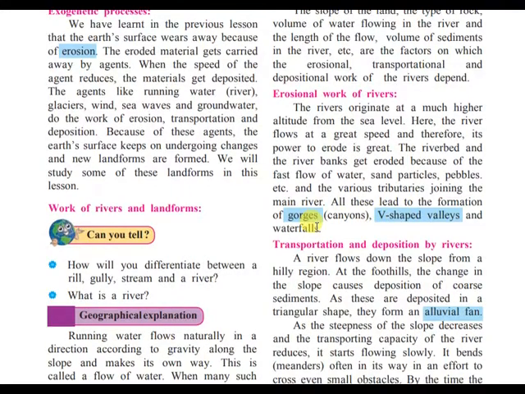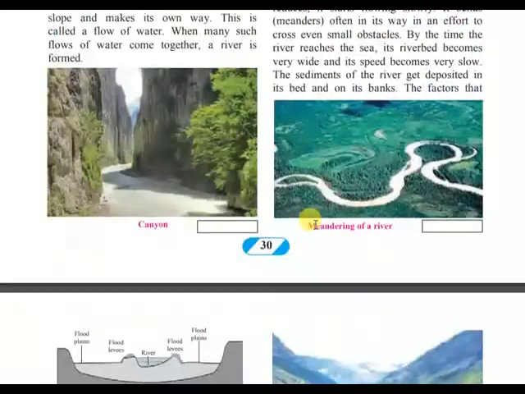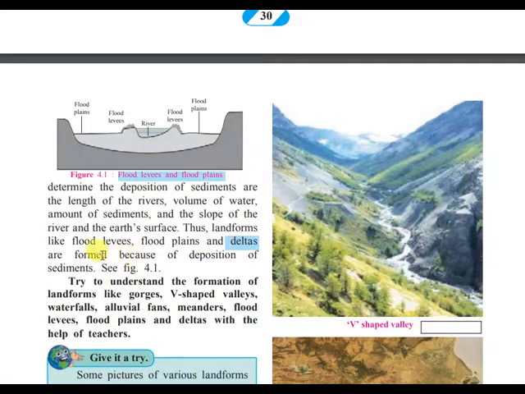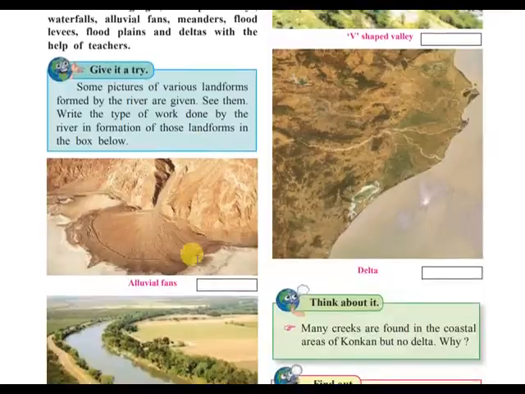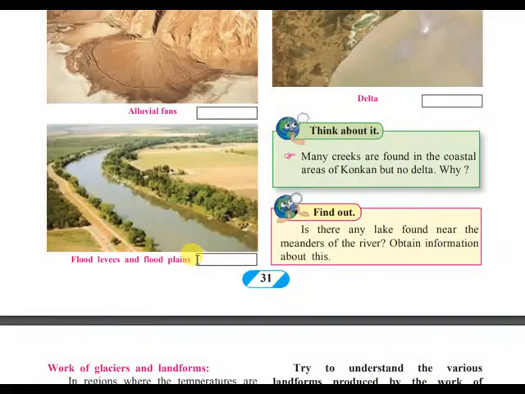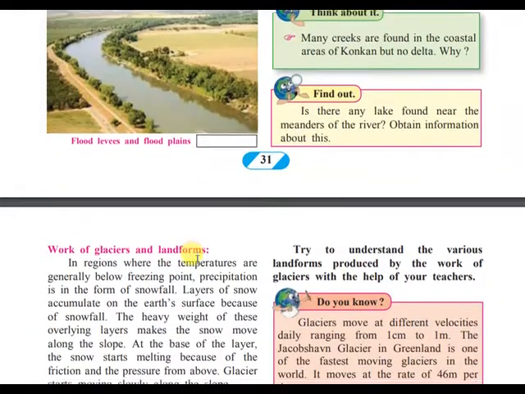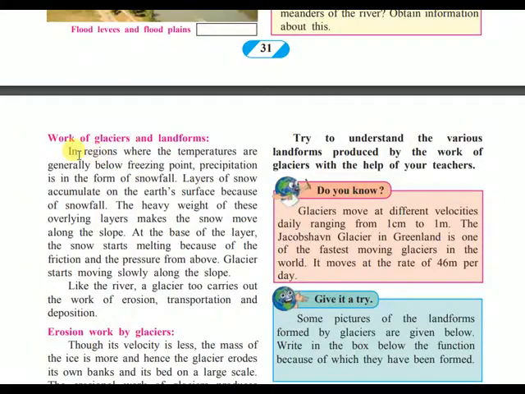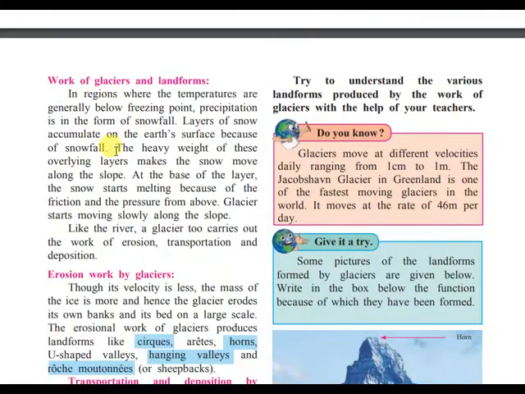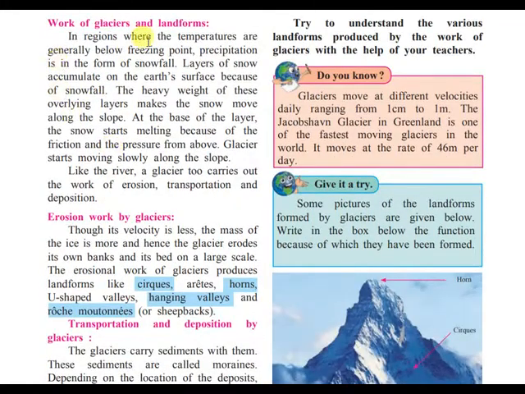So we have seen there were gorges that are canyons, the V-shaped valleys. Then we have seen different types such as the flood levees, flood plains, and deltas. So in this particular part, that is part 2 of this lesson, the exogenetic process, we shall be discussing the work of the glaciers and the different types of landforms formed because of that.